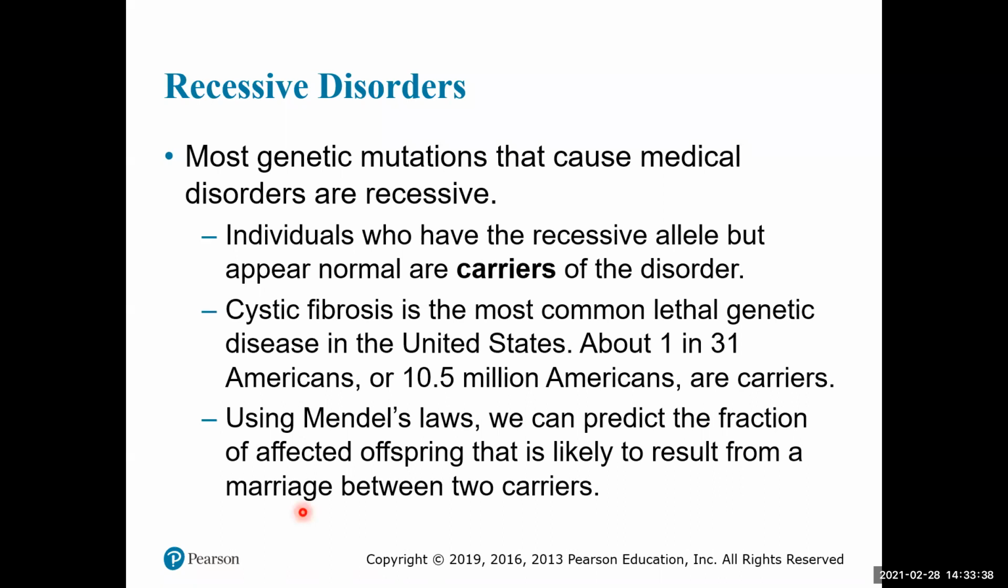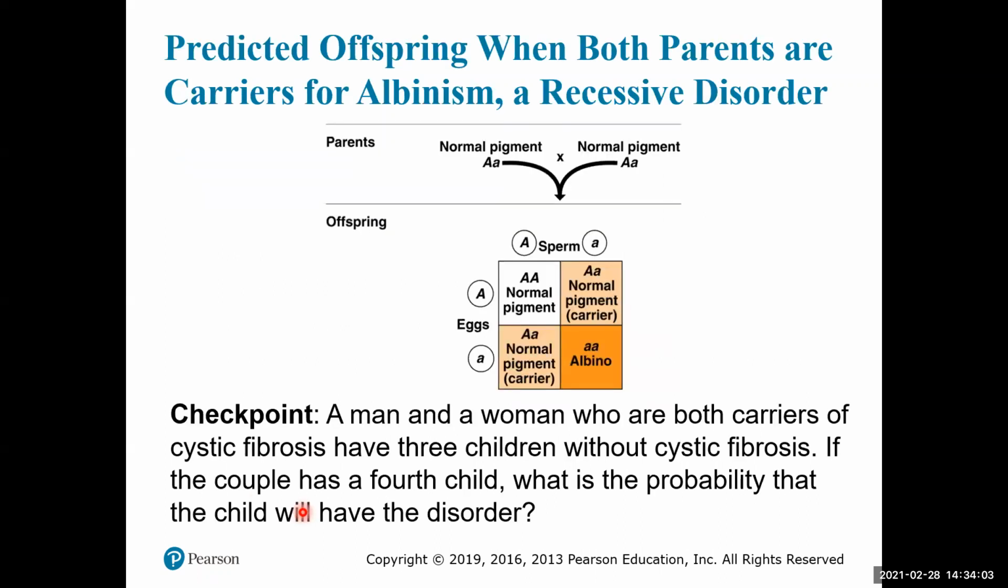You have about 1 in 31 Americans, or about 10.5 million Americans, who are carriers, so they're heterozygous at the genotype for cystic fibrosis. And so we can take Mendel's laws that we learned in the first video for this module, and we can actually calculate the proportion of our offspring that will be affected by a marriage of individuals that are carriers. So for example, if we look at albinism, which is another recessive disorder, you have parents that are heterozygous, so they're carriers because they carry that recessive allele. They have normal pigmentation in their skin.